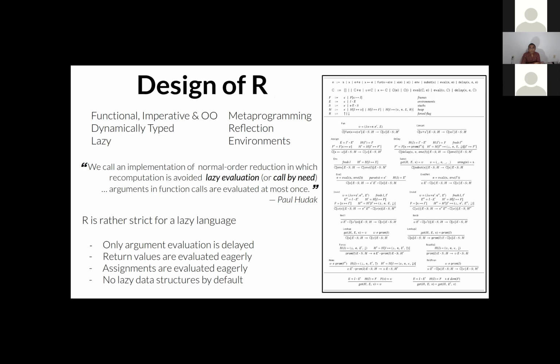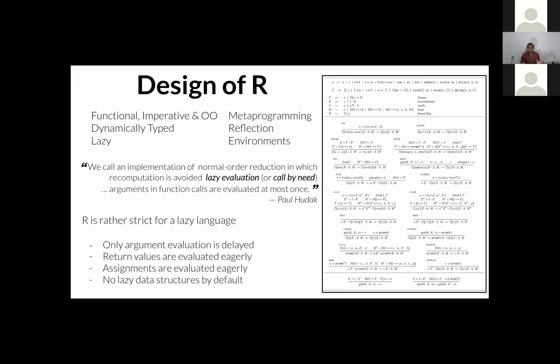In our paper, I described the design and implementation of laziness in R in terms of a small step operational semantics. What I'm going to describe here are the key takeaways about the design of laziness. Our key takeaway is that R is rather strict for a lazy language. And that is because only argument evaluation is delayed. That is, when a function is called, only the arguments are wrapped inside these promises and no other expressions by default are wrapped in promises.